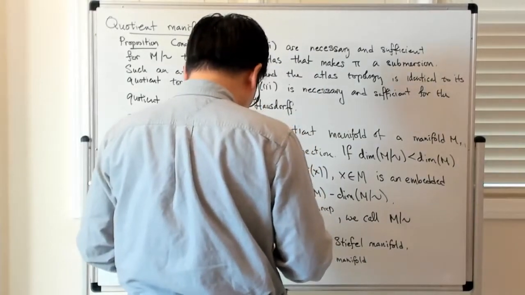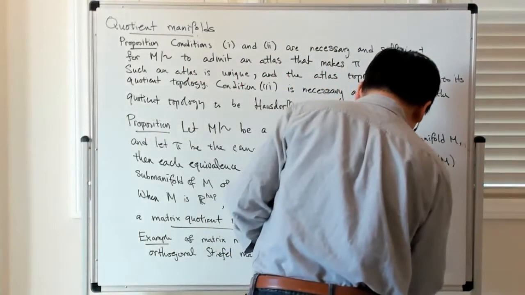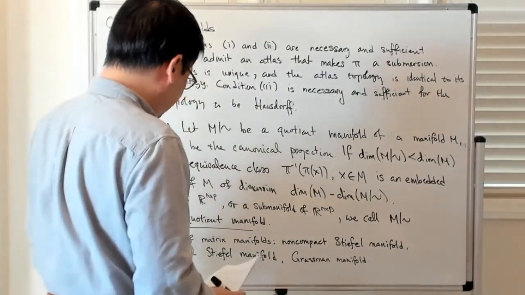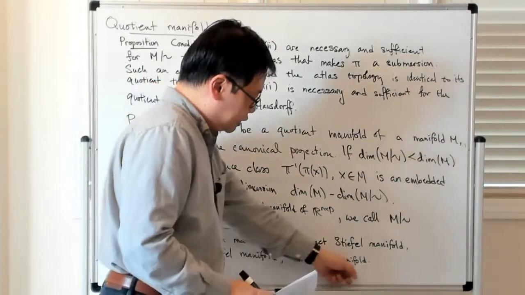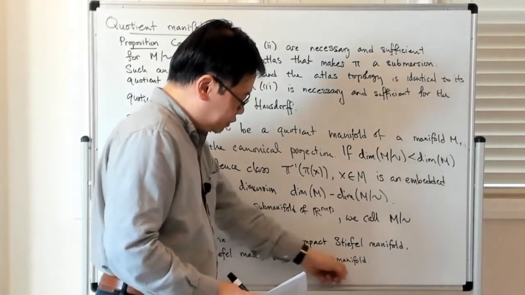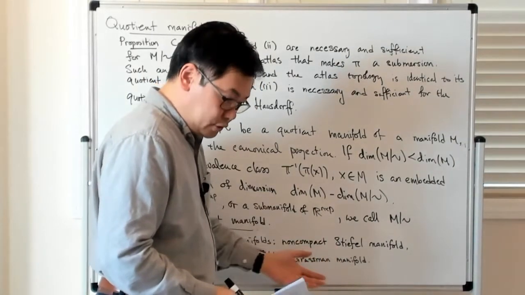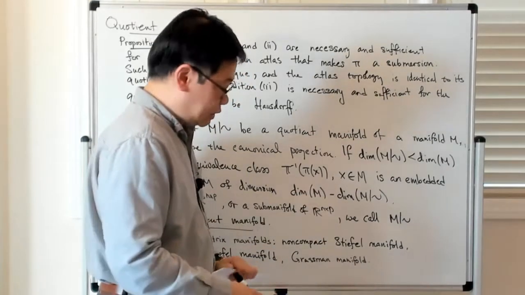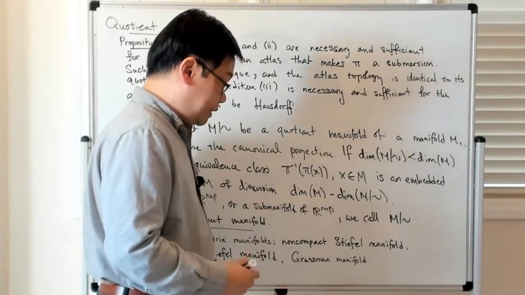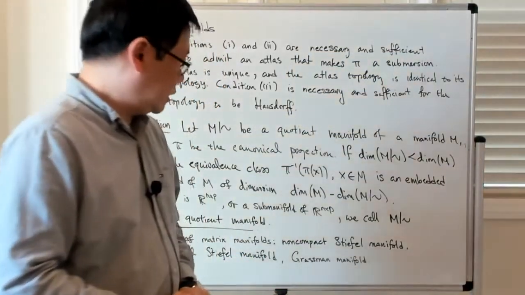Okay, and there are a few other examples, which we'll talk about as we go along. But these again are some examples of matrix manifolds. In particular, perhaps one of the most important examples of a matrix quotient manifold is the Grassmann manifold, consisting of all p-dimensional subspaces. Okay, so let me just stop here for now.